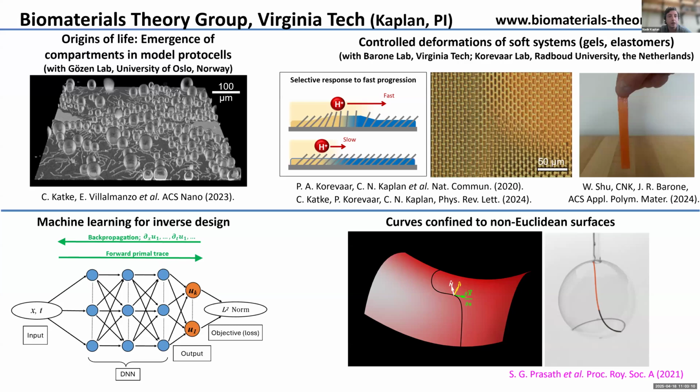Okay. Yeah. So let me first give a brief overview of my research before I dive into the topic of mesenchymal cell migration and the mechanobiology of it. I'm the head of the biomaterials theory group at Virginia Tech Physics. So some of the recent research projects that we have been tackling are on this slide.